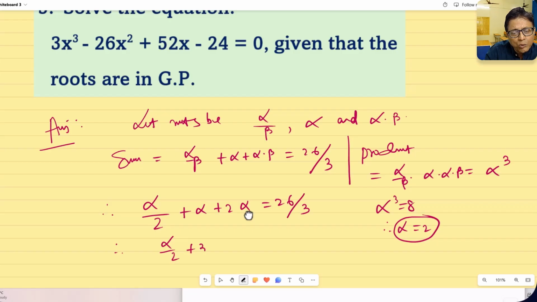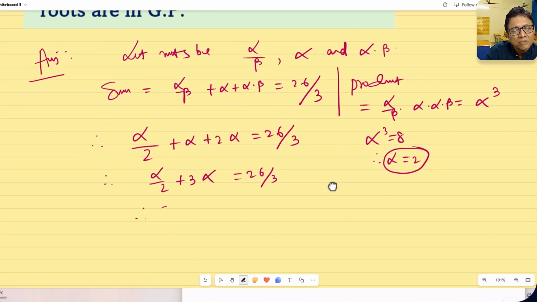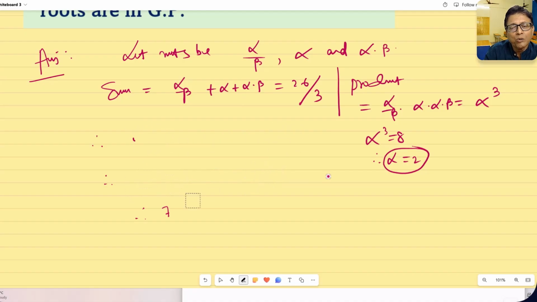Therefore, alpha by 2 plus 3 alpha, 26 by 3. Check once. Oh, sorry. We got alpha equal to 2, so not beta equal to 2, isn't it? So we'll be putting that only. Alpha 2, just substitute there. Extremely sorry. So this is 2 by beta, 2 beta, 26 by 3. So beta is the LCM.